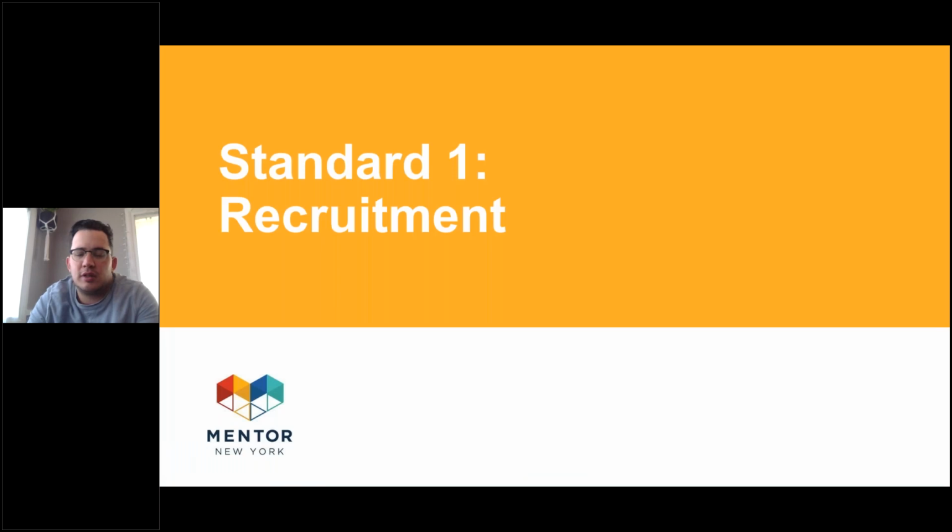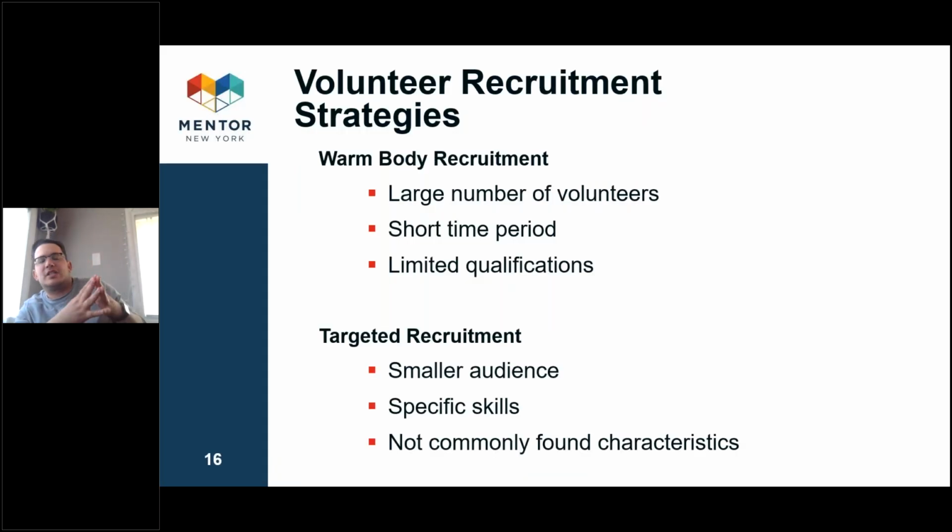So let's talk about the first standard, recruitment. This is about recruiting both mentors and mentees. Now, when I think about recruitment, especially for volunteers, we're typically going to have two categories, right? We have warm body recruitment and targeted recruitment. Warm body recruitment is just like what it sounds like. We're just trying to get warm bodies in the room.